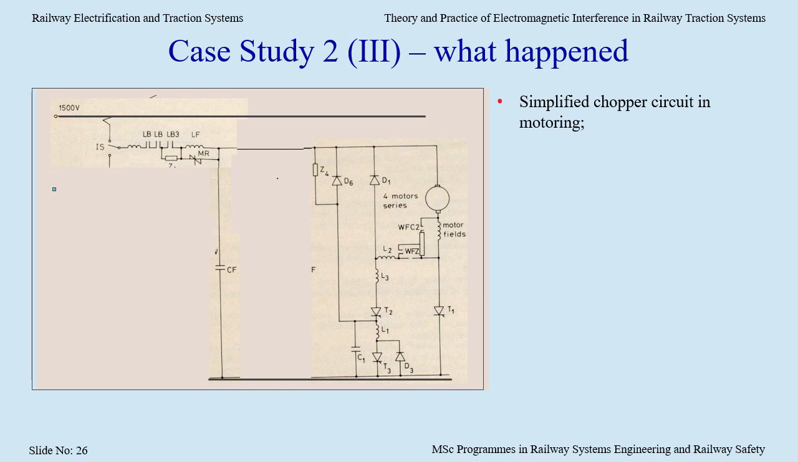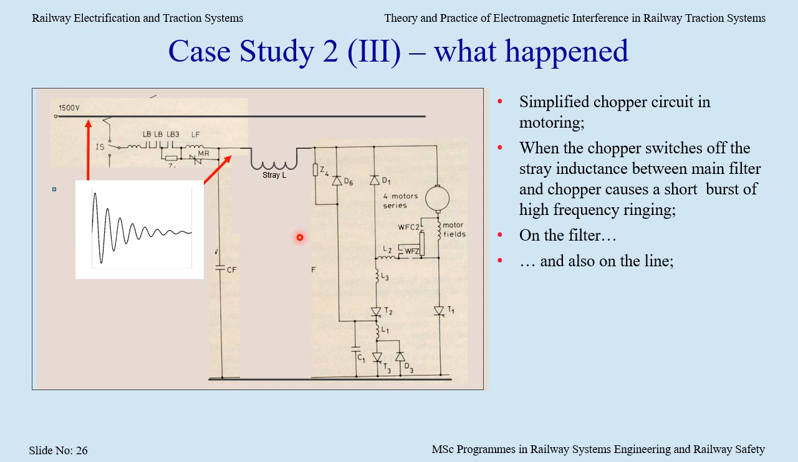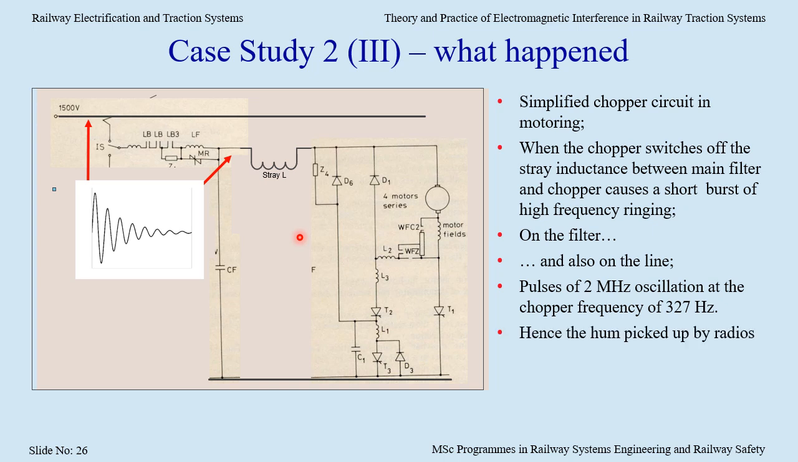This diagram shows a simplified version of the chopper circuit in its motoring configuration, with the chopper and the motor over here, line filter capacitor and inductor up to the pantograph and onto the overhead line. These, however, are the intentional components. There is also some stray inductance in the cabling between the chopper and the filter capacitor. When the chopper switches off, there is a short oscillation between the stray inductance and the filter capacitance. This appears in the filter voltage, but also on the pantograph voltage. The oscillation took the form of short bursts at 2 MHz, with a repetition rate of 327 Hz, the chopper switching frequency. Hence the hum picked up by the radios.